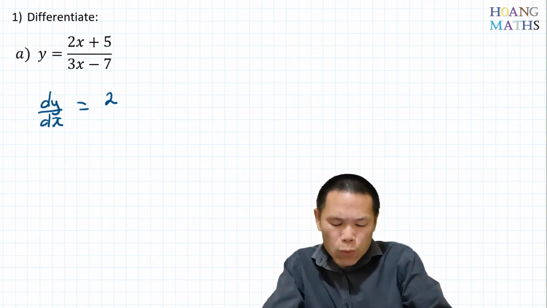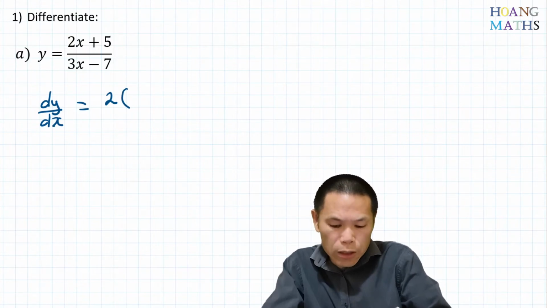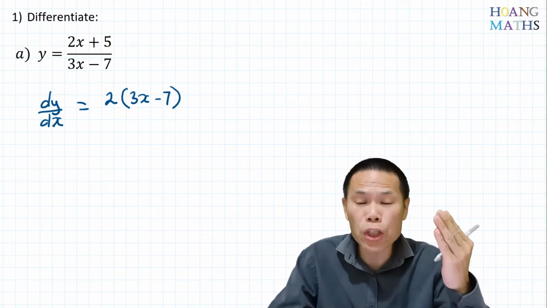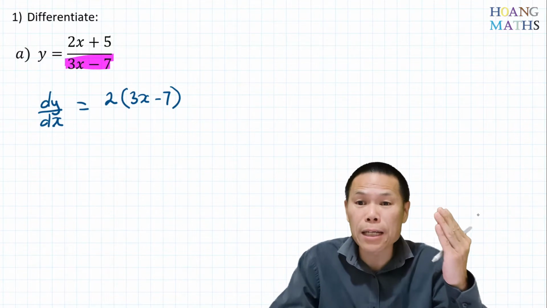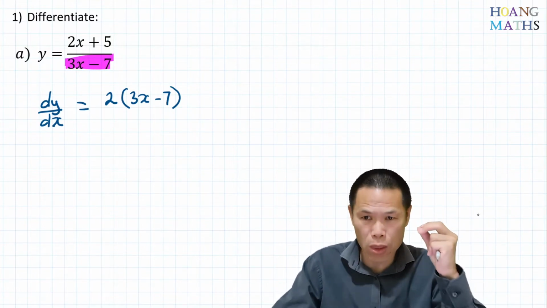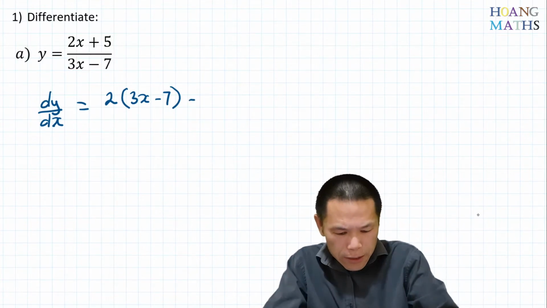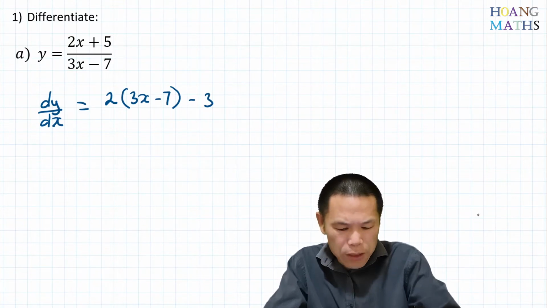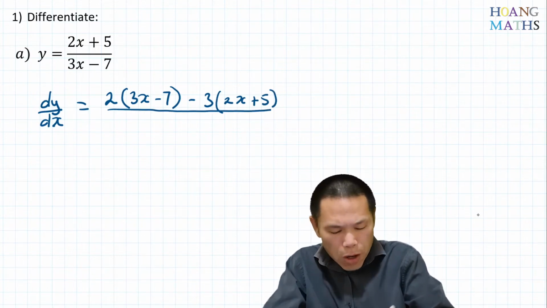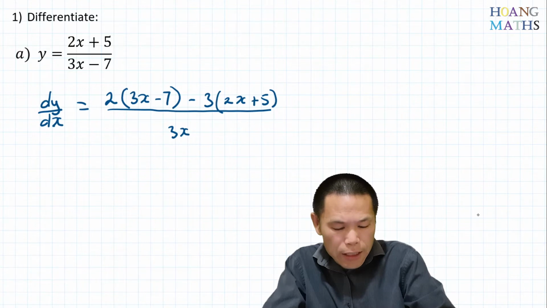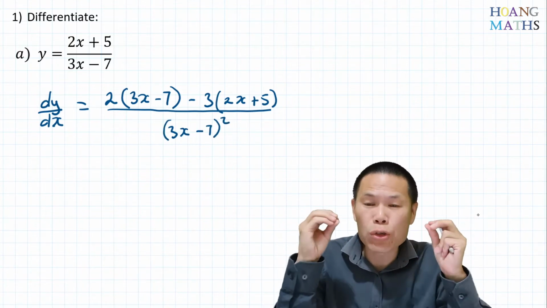But because it's more than one term, we have to open and close brackets. So times by 3x minus 7. And then we differentiate the bottom function. So 3x minus 7, we differentiate that, will give me 3. So we minus 3. And then we times the top function. So that is 2x plus 5. Then we go over the bottom squared, which is 3x minus 7 squared. So that's all. That's how you differentiate.